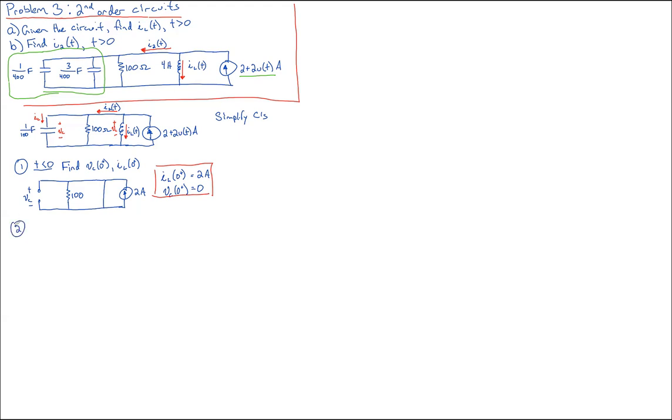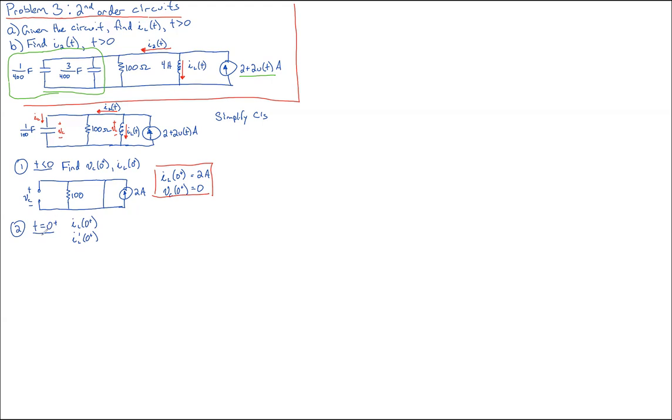Second step is to draw it at t equals 0 plus, and that's where we're going to find our initial conditions. Unlike step 1, where no matter what we're asked for, we always find V sub C's and I sub L's, here we're going to find what we're asked to find. So for problem A, we're asked to find I sub L. So we're going to find I sub L at 0 plus, and we're also going to find its derivative, I sub L prime at 0 plus. If I wanted to start off by finding I2, I'd find I2 at 0 plus and I2 prime at 0 plus. So we need to redraw our circuit again at time 0 plus.